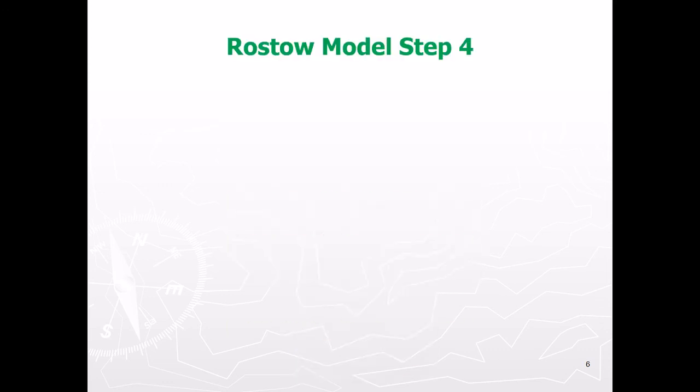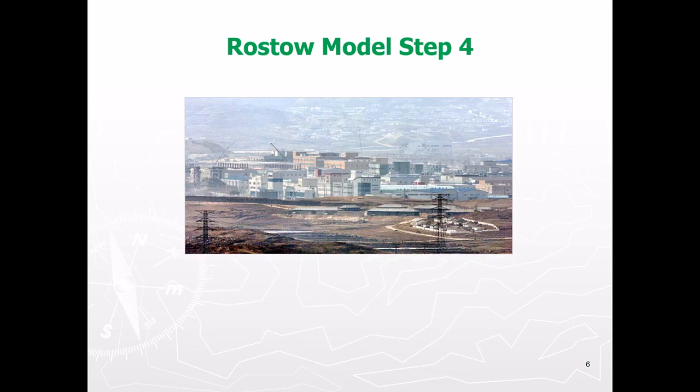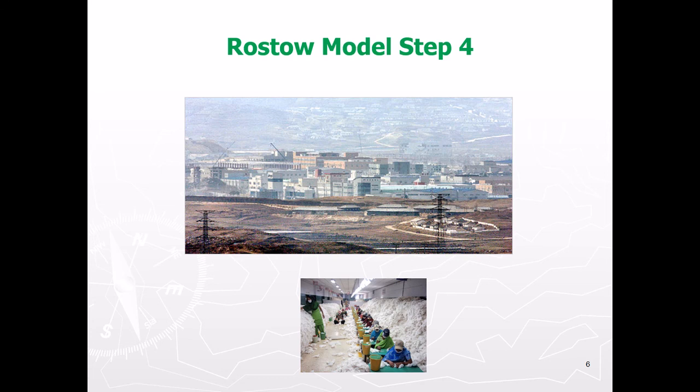Next, we have step 4, which is called the drive to maturity. Let me take you to an industrial city. What has changed? The majority of the population now live in urban areas, which offer social infrastructure, such as schools and hospitals. As multiple industries and services have expanded, the proportion of the active population working in agriculture has sharply declined.